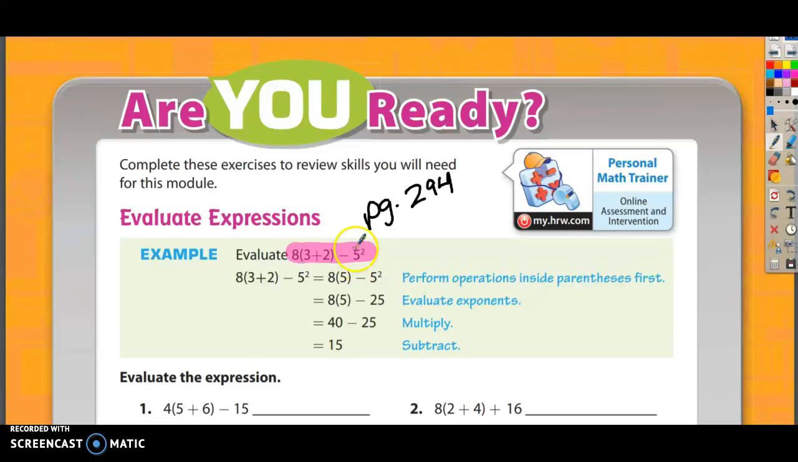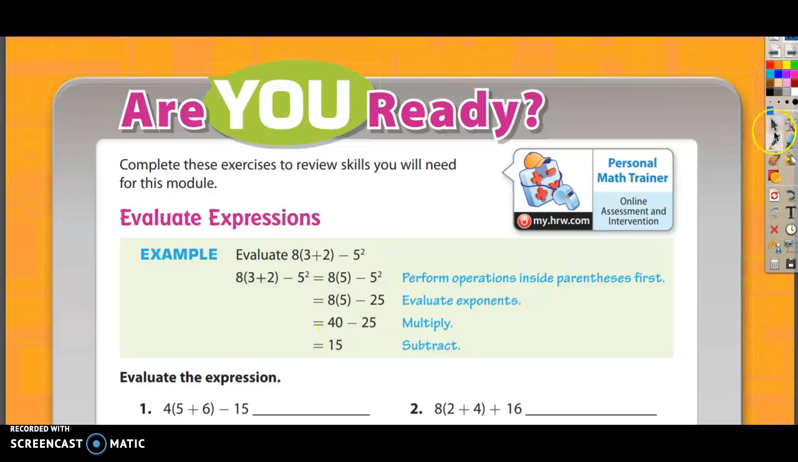One, you have to remember what 5 squared means. That means 5 times 5, which is 25. You have to solve inside the parentheses and you get 5. I want you to notice here that when you have an 8 right next to the parentheses, it means 8 times 5. 3 plus 2 is 5, so you do 8 times 5.